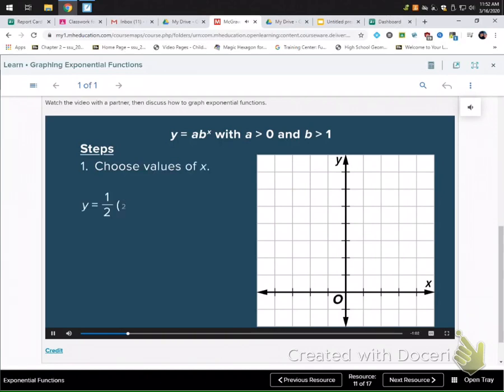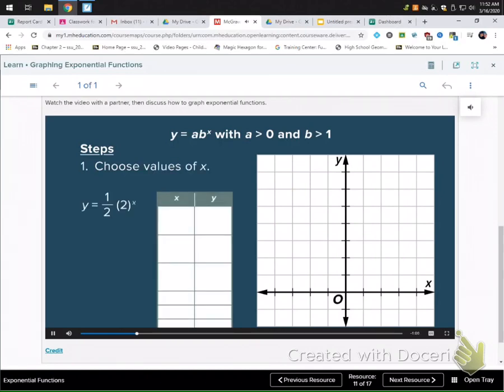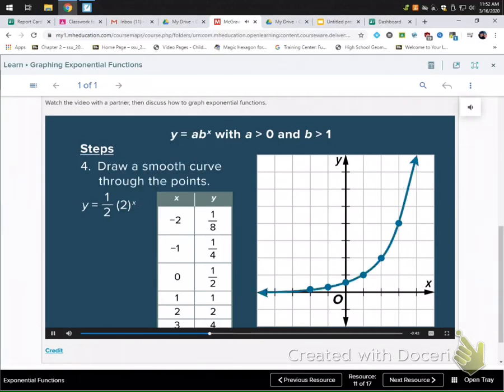First, we're going to choose values of x. So -2, -1, 0, 1, 2, and 3. Then we're going to plug those in place of x and solve for y. Then we graph the ordered pairs. Draw a smooth curve to connect them, and you have just graphed an exponential function.